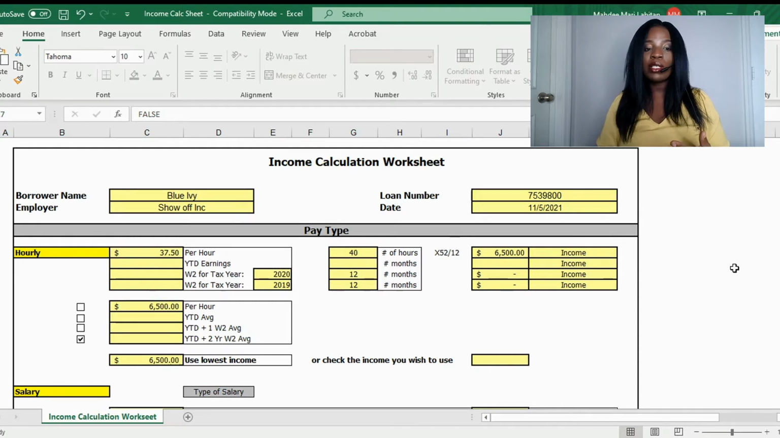I hope this video was helpful. I hope you can now calculate your borrower's income, their salary income, their W-2 income more confidently. You can have a better understanding as to where your LO or your underwriter is getting their calculations from, and it'll also make you a better and more confident processor.